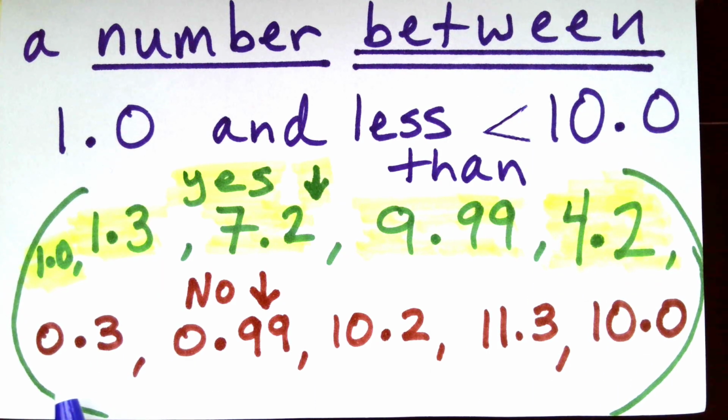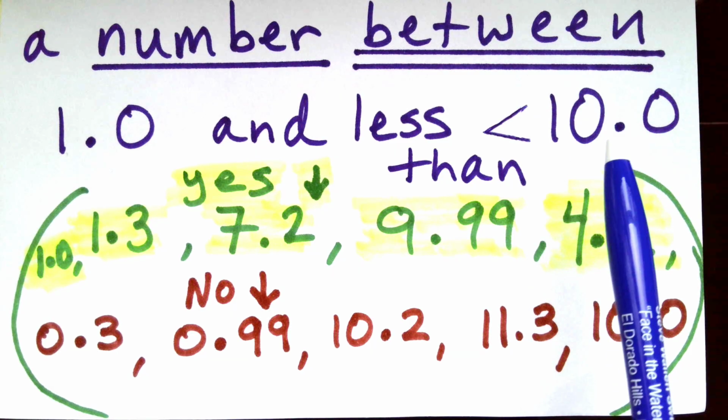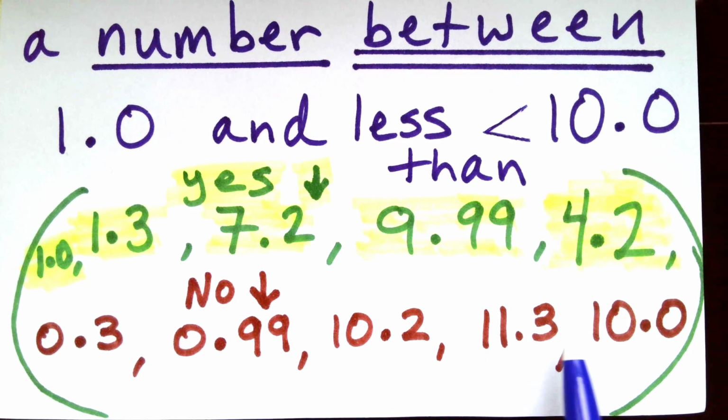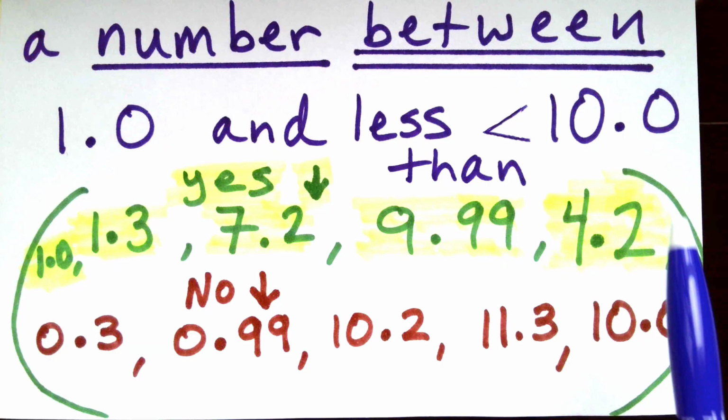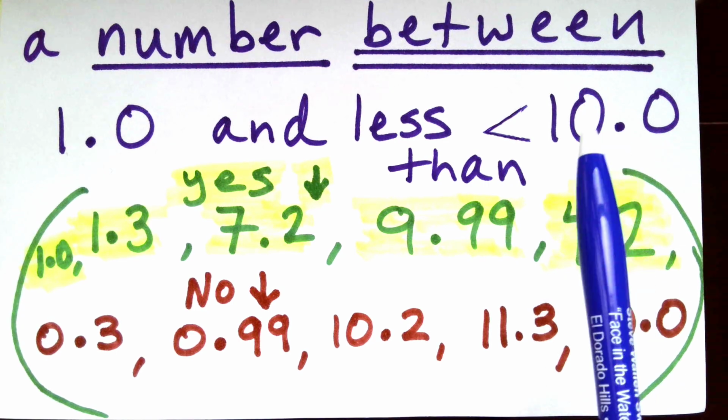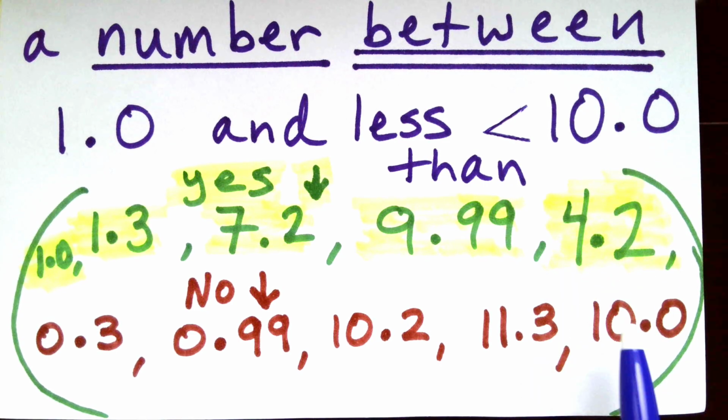Now, here's some examples of no, right? 0.3. That number's smaller than 1.0. That coefficient does not work. 0.99. Again, smaller than 1.0. That will not work. 10.2 is larger than 10. That will not work. 11.3 and 10.0 is still too large. It must be a number smaller than 10.0. These are rules for converting that coefficient number.